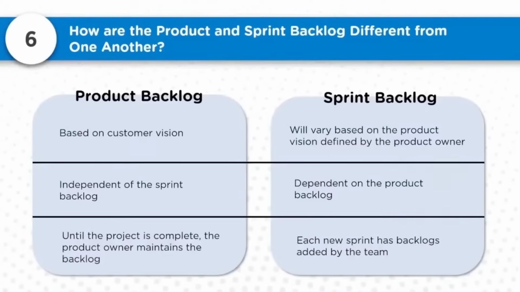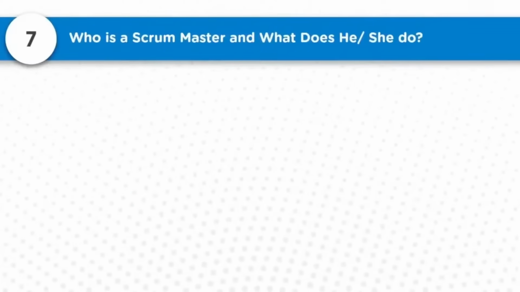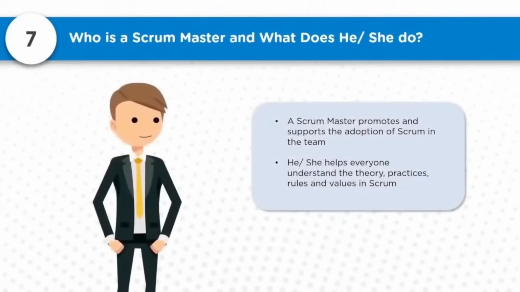The product owner maintains the product backlog until the project is complete. Whereas when it comes to the sprint backlog, each new sprint has backlog items added by the team as each sprint is initiated. So next question, who is the Scrum Master and what does he or she do?